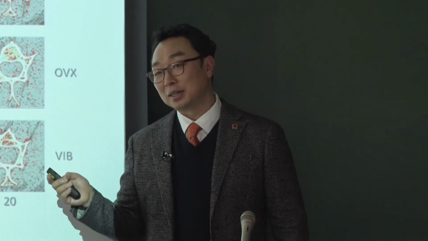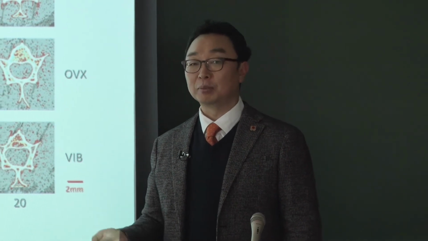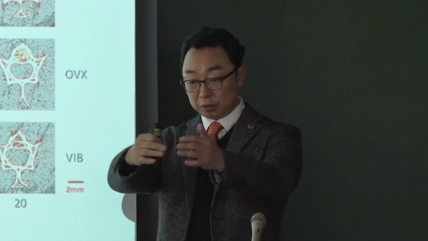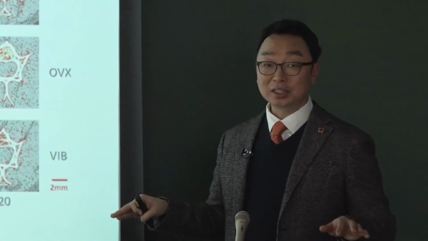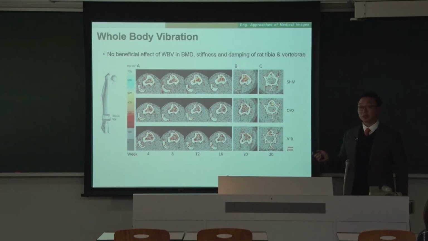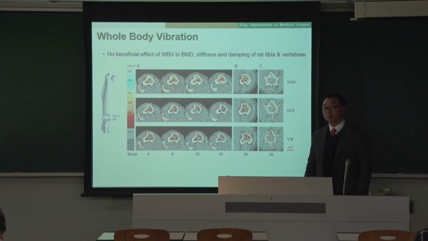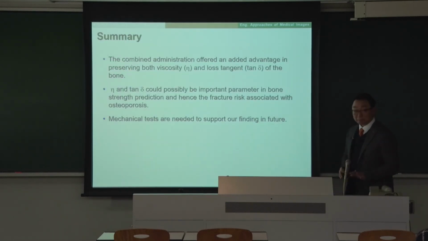So we were wondering, is it really working on a small animal? So we purchased the whole body vibration machine, and then we tested it. But unfortunately, there isn't any big difference by using the whole body vibration. Okay, this is sham, OVX, and vibration, and after 20 weeks, it doesn't really show differences. We followed the protocol. We contacted the author of the Nature paper, and we still couldn't find really interesting results. So this is the summary.